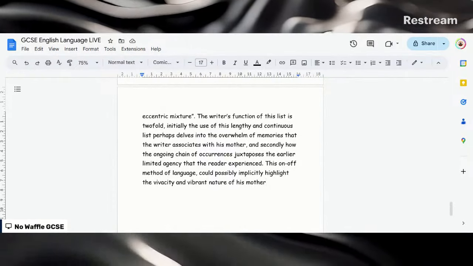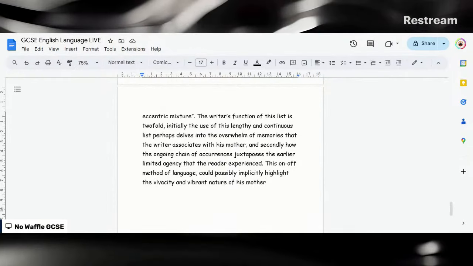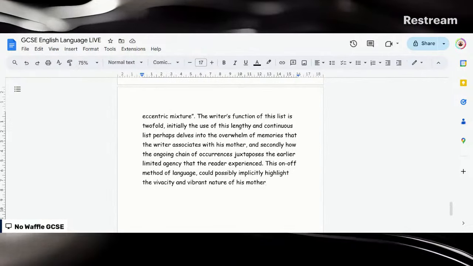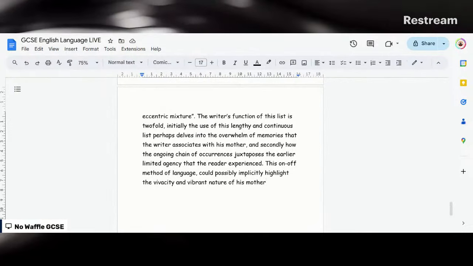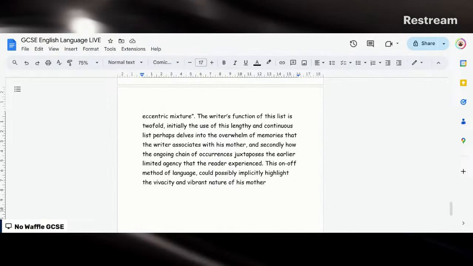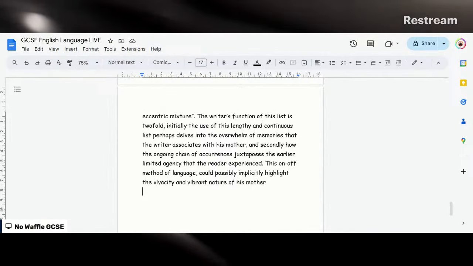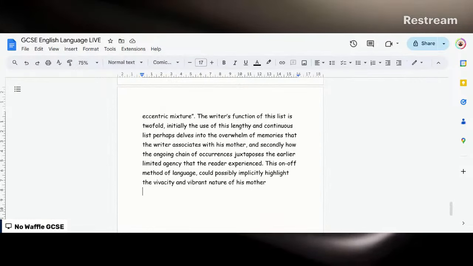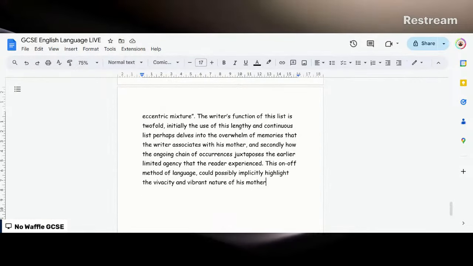Okay, so hopefully that makes sense. So what I'm saying is this on-off method of language, going from quite limited words, she was beautiful and very good, to something that's quite detailed, possibly implicitly highlights, i.e. it's not explicit, it's implicit, it's found within the structure, the vivacity and vibrant nature of his mother.